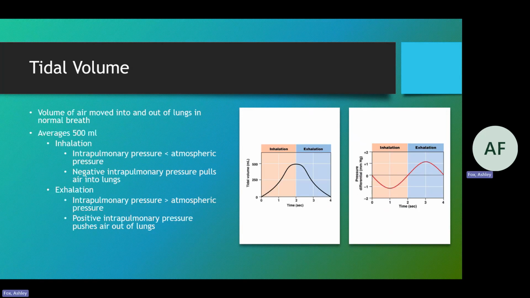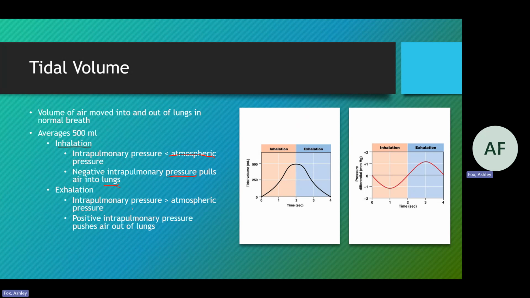Some terms associated with respiration, this is going to be the last part of this video. First is called tidal volume. Tidal volume is normal breathing. It's the amount of air that comes in a normal breath and the amount of air that goes out in a normal breath. Inhalation is when the intrapulmonary pressure is less than atmospheric, so air is going to move in because you have lower pressure, and it moves into the lungs.